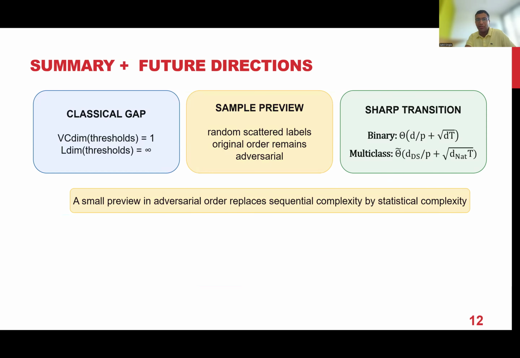So to summarize, we started off with this classical setting, the threshold example, where VC dimension is 1 but Littlestone dimension is infinite. The question was really, can we do something better? And a random sample preview does allow you to do much better. On the binary class, you get the right sharp transition. In multiclass, we get it right up to some polylog factors. So this allows you to go beyond worst case for these online classification problems.